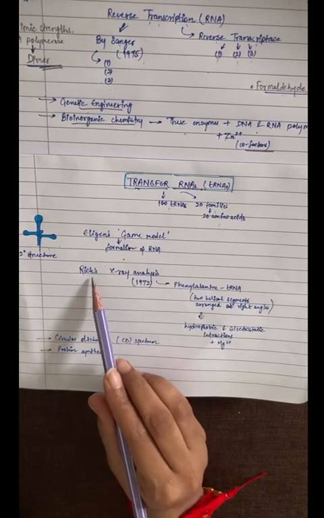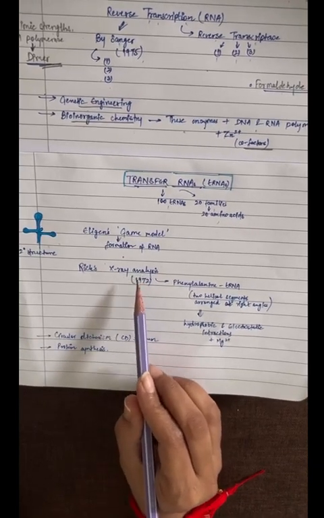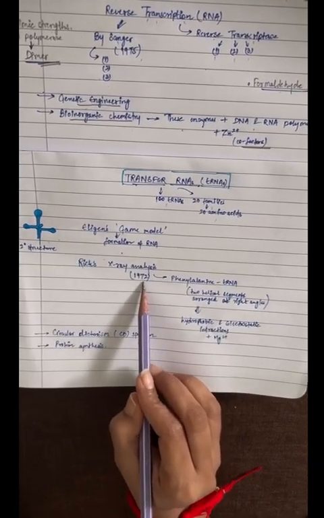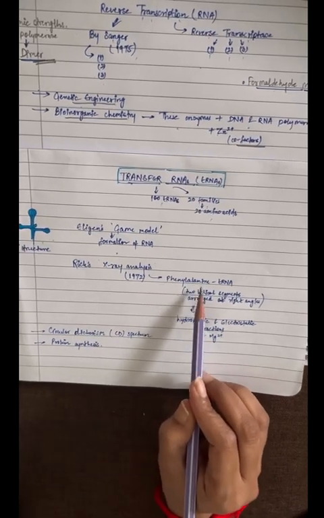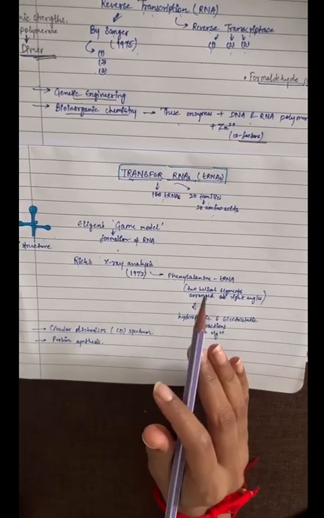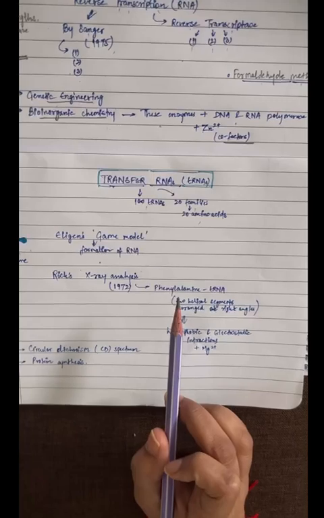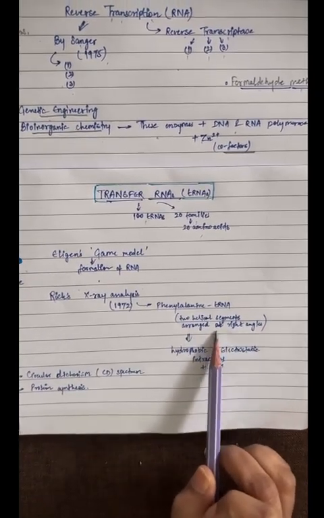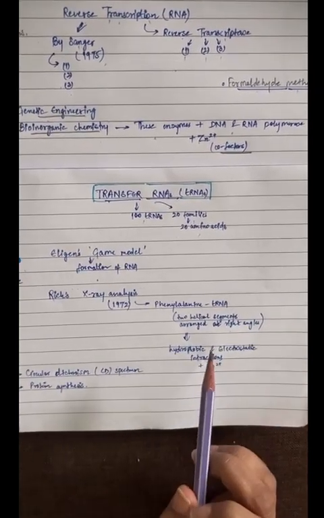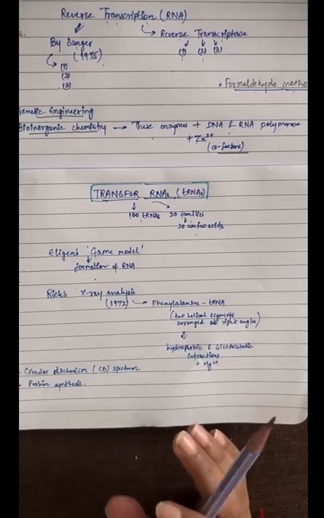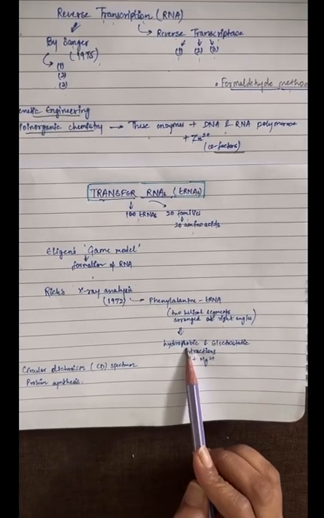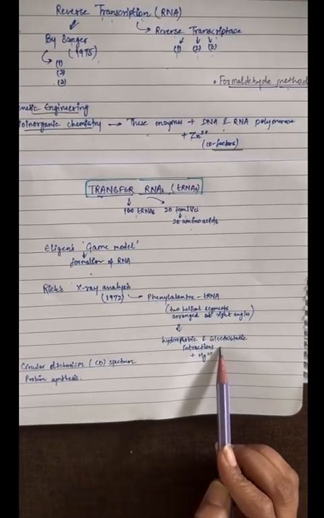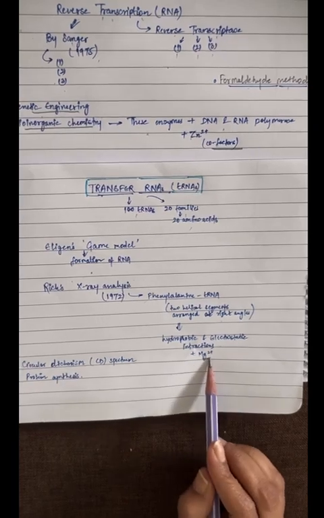Another one is X-ray analysis, which happened in 1972 and revealed that phenylalanine tRNA has a compact structure with two helical structures aligned at right angles. This compactness is stabilized by hydrophobic and electrostatic interactions and requires magnesium ions.